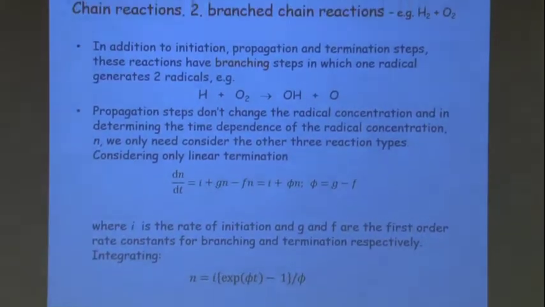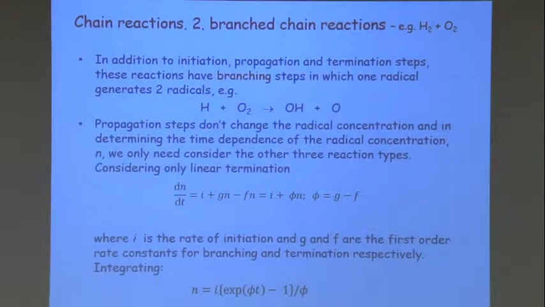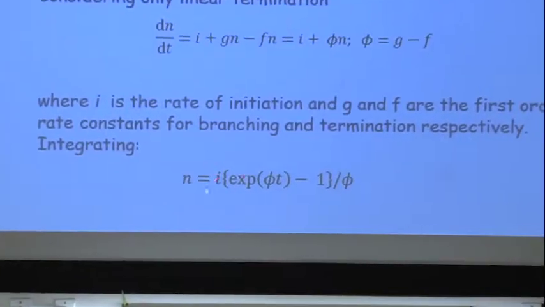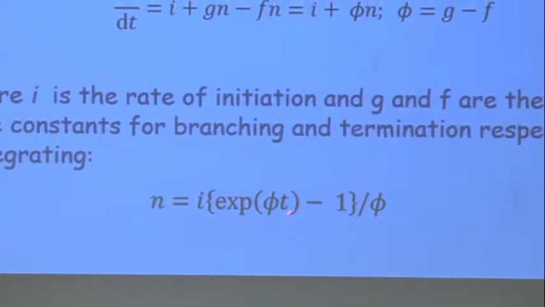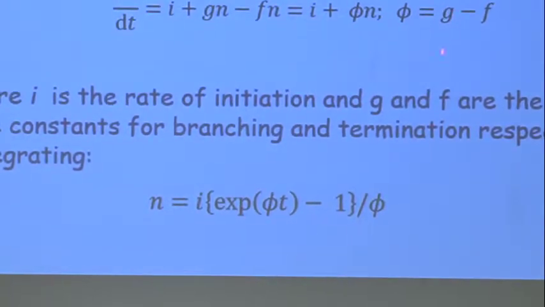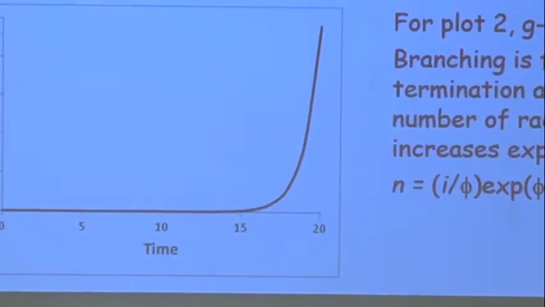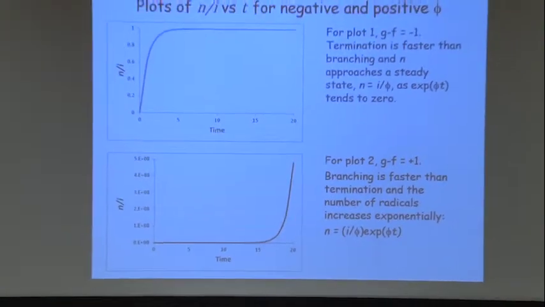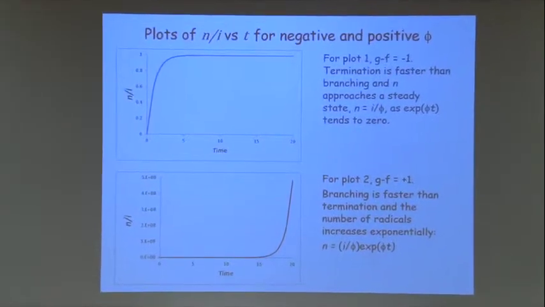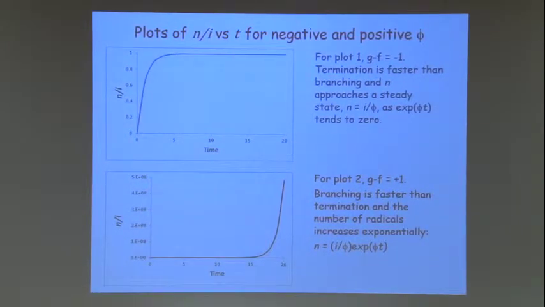I is the rate of initiation. If we solve it, we get this: n is equal to I times the exponential of phi t minus 1, divided by phi, where phi is the difference between the termination and branching rate constants. Now let's plot n over I. So this is the number of chain centers divided by the rate of initiation. Let's plot n over I versus time for negative and positive values of phi.